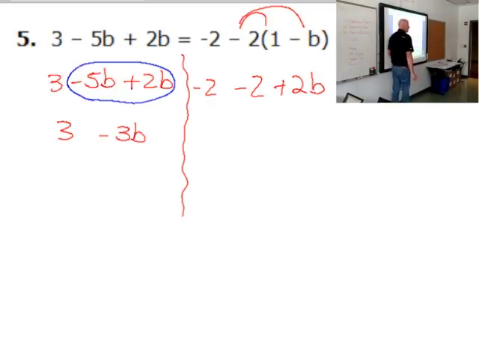What do I circle? Negative 2. Right, negative 2 minus 2. And when you put that in the calculator, what do you get? Negative 4. And then bring down the plus 2b.